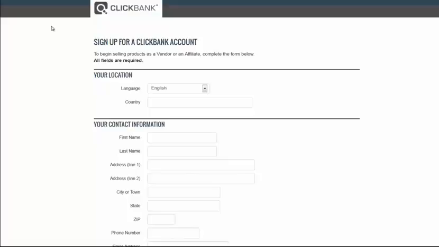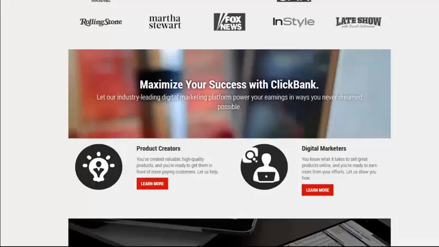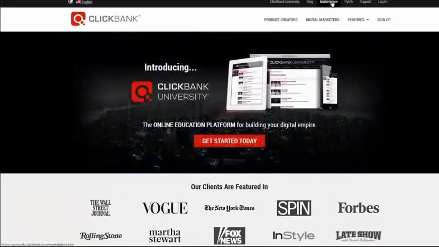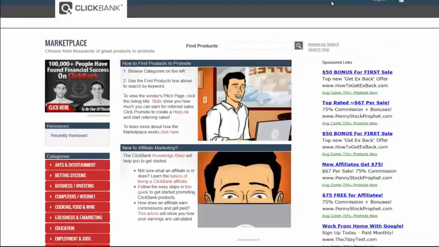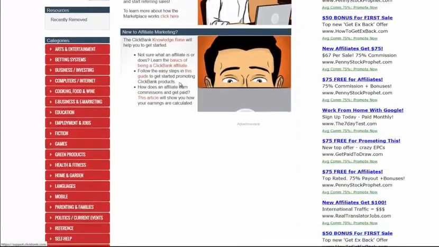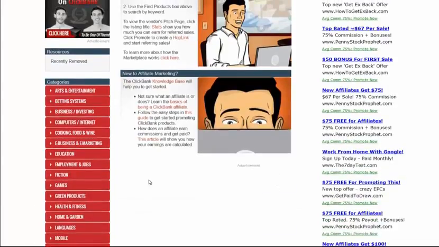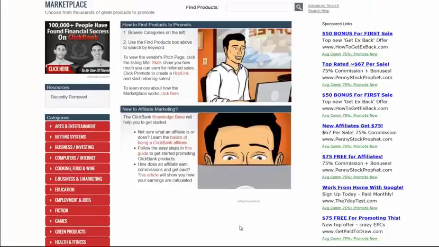Okay, and then we move on to the next phase, and the next phase is viewing the products on offer. So what we're going to do, we're just going to go up here, see this link right here, we're going to click on Marketplace. Okay, so clickbank.com, then you're going to go to the Marketplace, and this is essentially the place where all the products that you can promote and earn a commission on are listed. They're all in one hub. Okay, really simple.